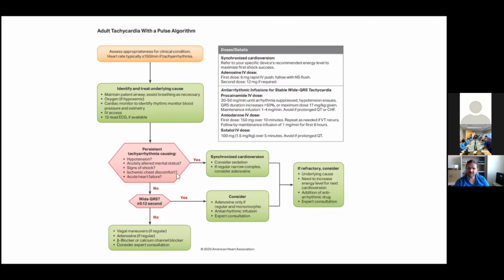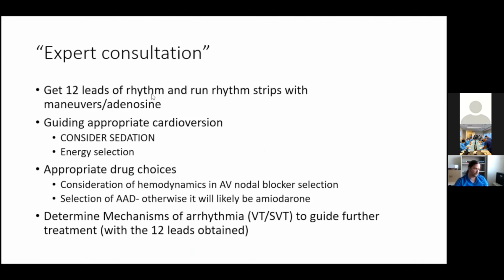And once we're looking at the tachycardias, we're going to separate them, whether they're wide or narrow, and secondarily, whether they're regular or irregular, in helping us decide how to treat them. Now, once you get through the code situation, there's the question of expert consultation. Sometimes people will be stable enough that we will be able to consult while they're still in their rhythm. Always try to get a 12 lead of the rhythm and run rhythm strips if you do any maneuvers, adenosine, or pushing any drugs, because it's very, very helpful getting a formal diagnosis by seeing this. Guiding appropriate cardioversion is very, very helpful.